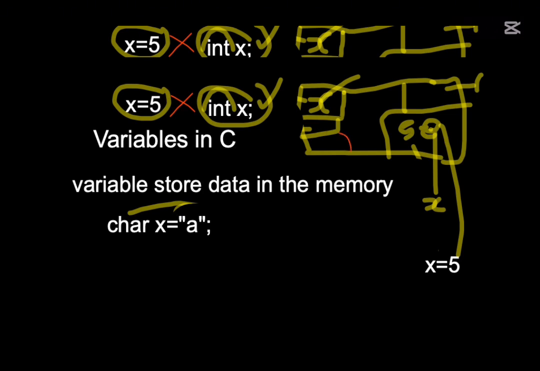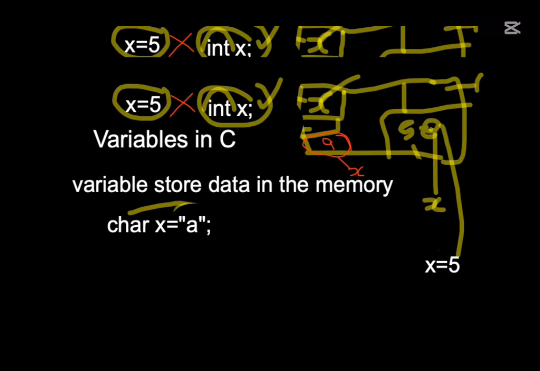So it's going to look at the memory and go to the place where a character is allowed, and it's going to store it there. This part of the memory that stores your A is going to be given a name called X, and that's what we call a variable. So it's the name of the part of the memory that stores your data.